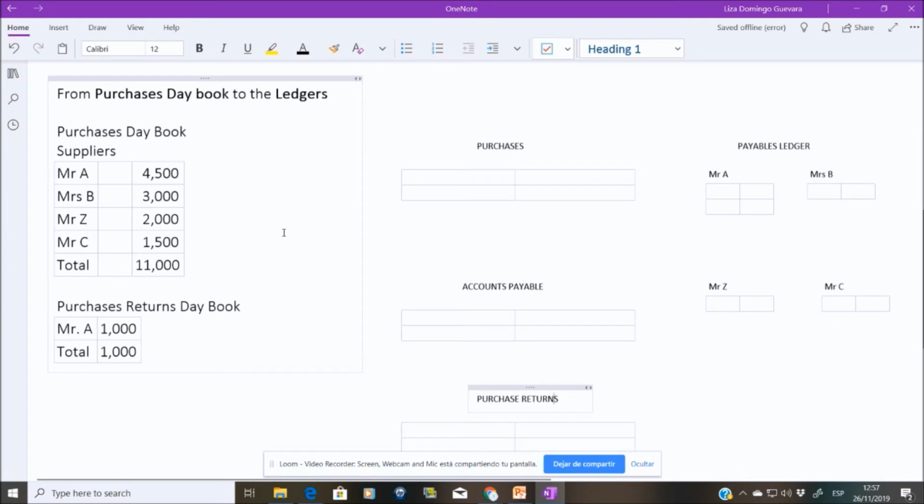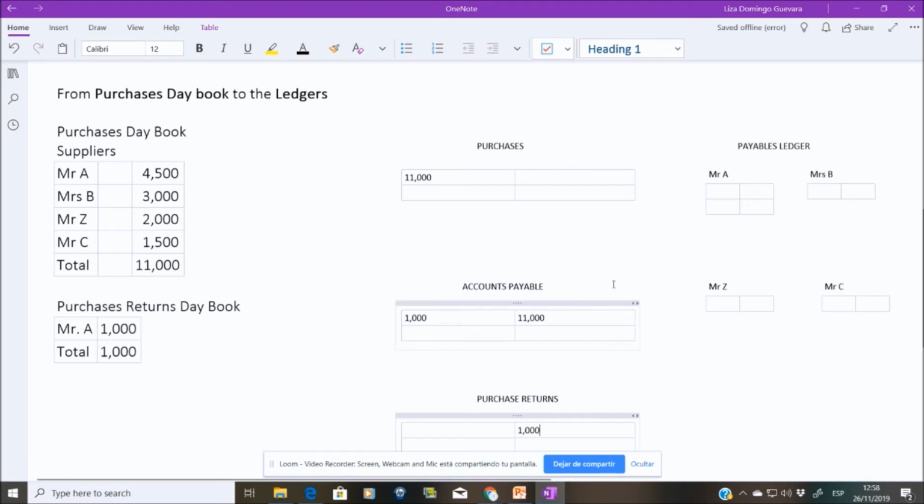So let's record our transactions from our purchases day book to the ledgers. We will debit the total amount of 11,000 in the purchases and credit accounts payable in the amount of 11,000. But we returned 1,000 to Mr. A. So debit accounts payable of 1,000 and credit purchase returns of 1,000.